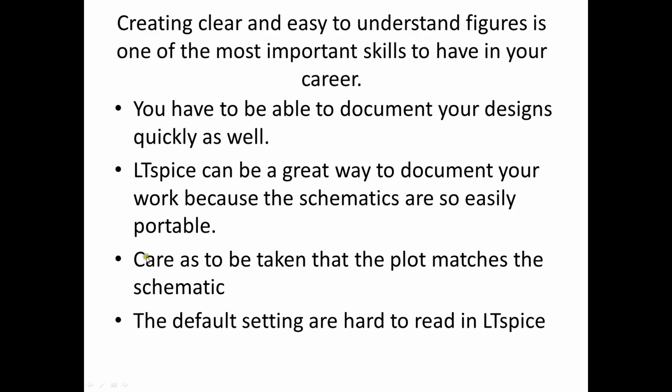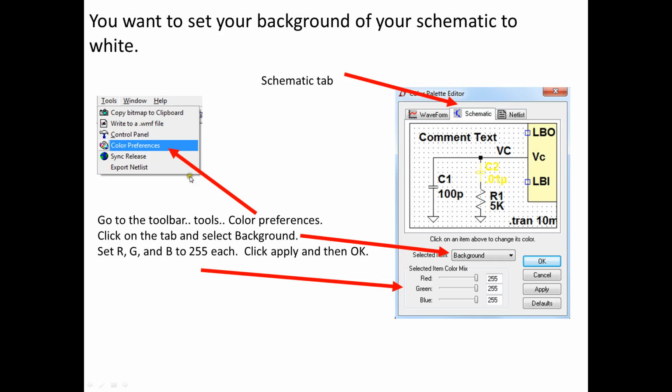All right. And then one last thing is that the default settings are kind of hard to read in LTspice. And so I'm going to show you how to set them to the settings I use for course notes. So the first thing you want to do is set the background of your schematic to white. It saves on your printer and it's a lot easier to read. So you go to the toolbar, color preferences, and up pops this color palette, and you can click on schematic and then click on background and set everything to full on, and that's white. Click apply and then OK.